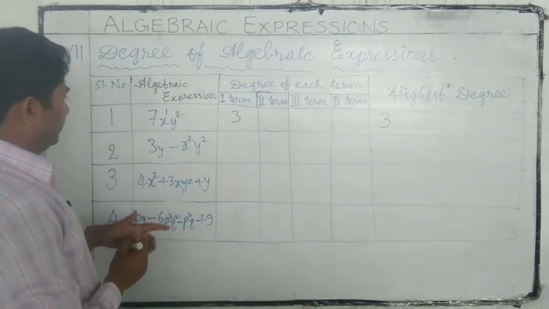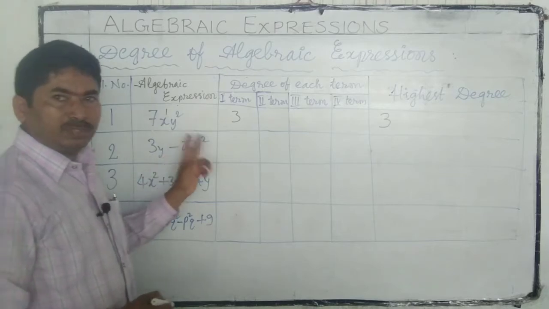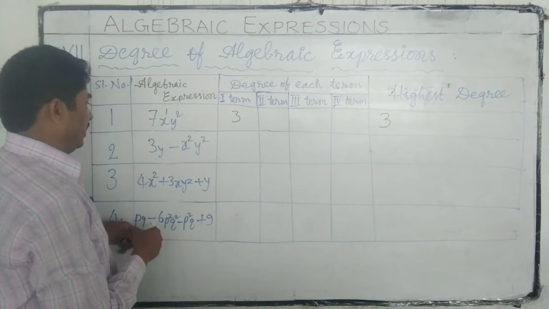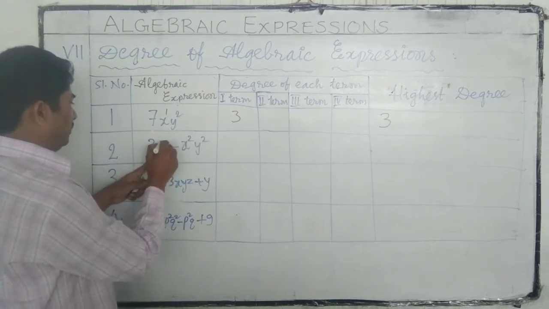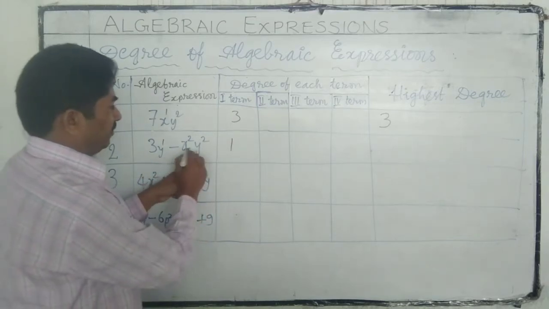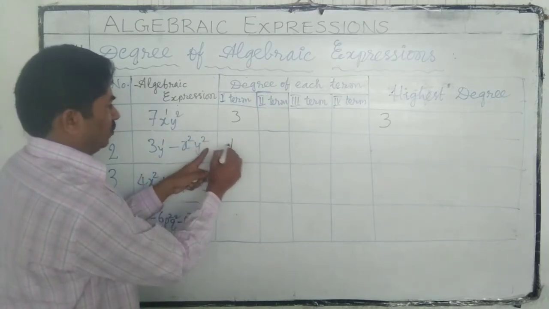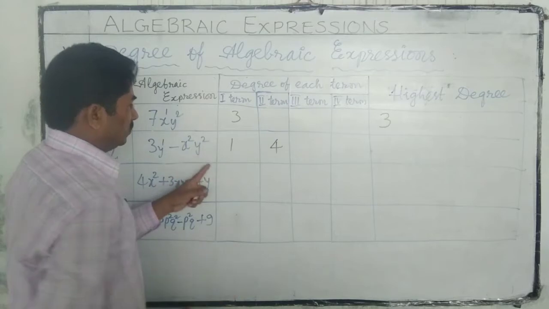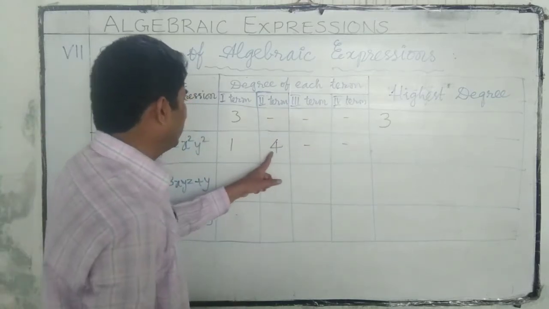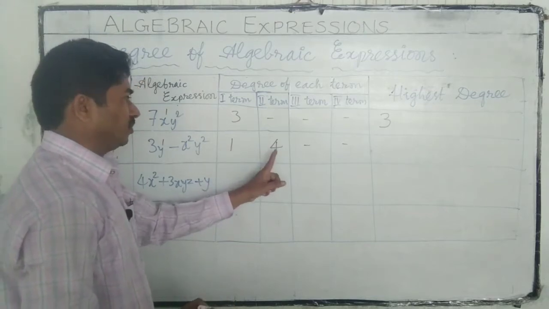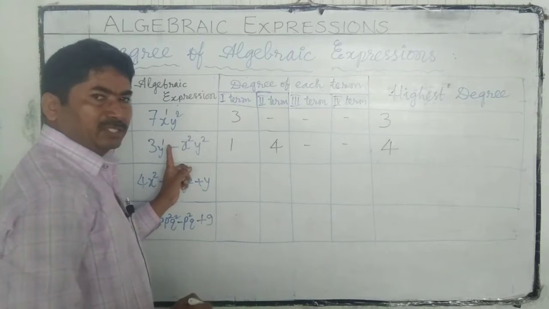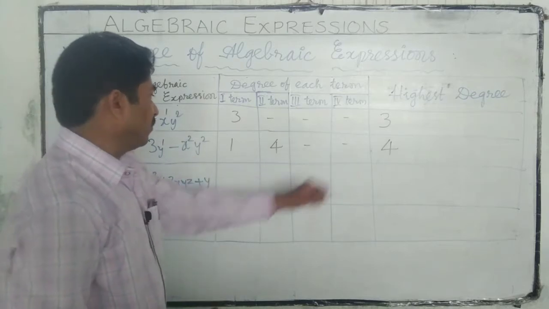Next, example 2, here we have two terms, so this is a binomial. Here this is the first term, degree of first term is 1, degree of second term 2 plus 2, 4. So highest degree here 1, here 4, so highest degree 4. So degree of this expression is 4.